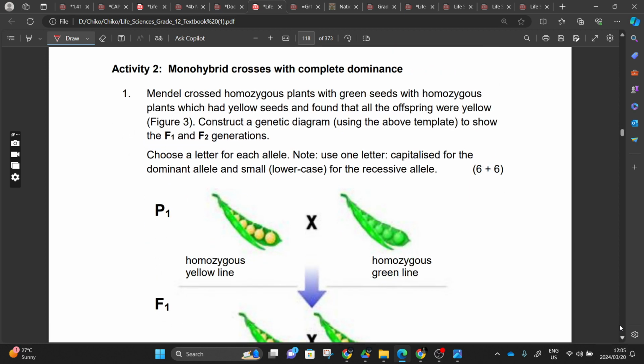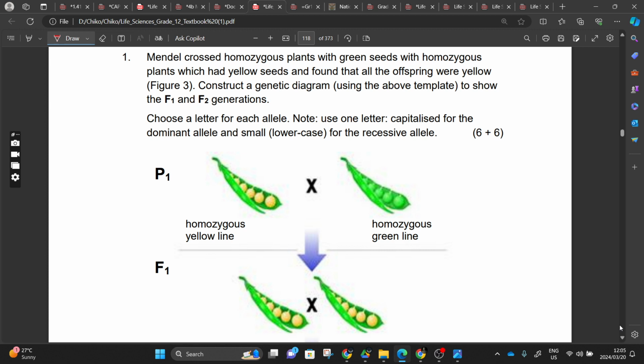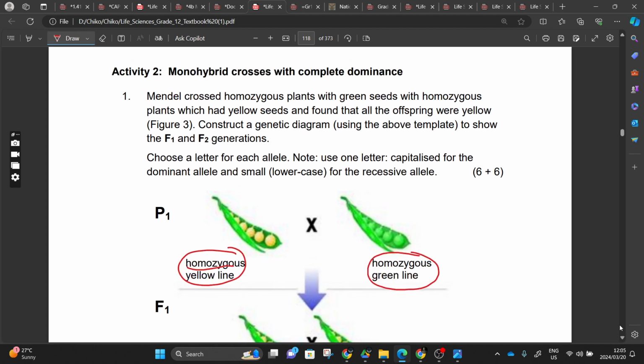Again, this is another exercise, about the seed color. This one is a homozygous yellow and a homozygous green. If we have homozygous, it means they're the same letters. We might have yellow color. Which letter did they give us?